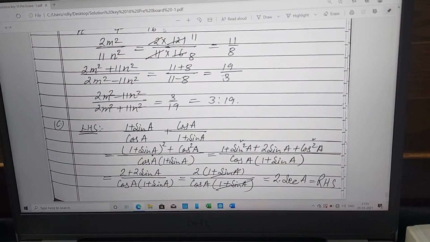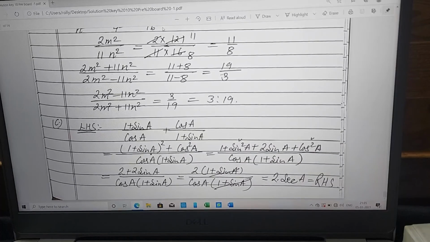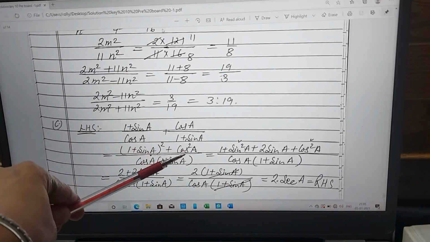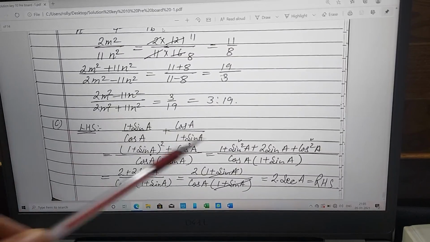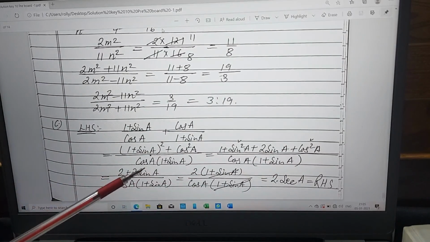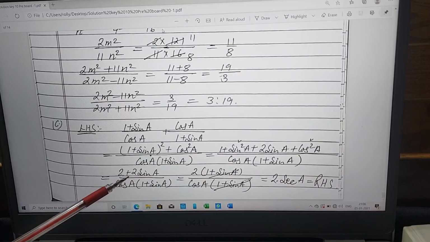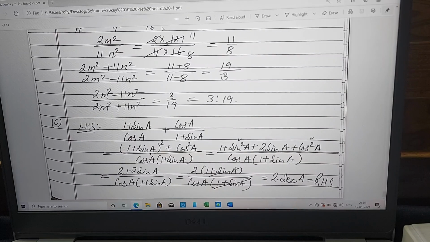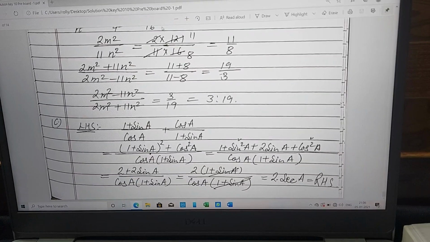And the last part, it is a proving question. You can simply take the LCM. Okay, cos A into 1 plus sin A. In the numerator, you will get 1 plus sin A whole square and cos square A. So it is A plus B whole square, A square plus B square plus 2AB. If you take sin square A plus cos square A, by using the identity, it becomes 1. 1 plus 1 becomes 2. Now you can take 2 common. So it is 1 plus sin A. 1 plus sin A, 1 plus sin A will be cancelled. And it becomes 2 upon cos A. That means 2 secant A.